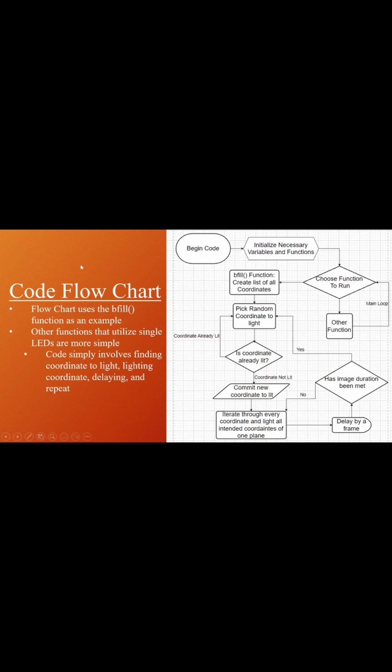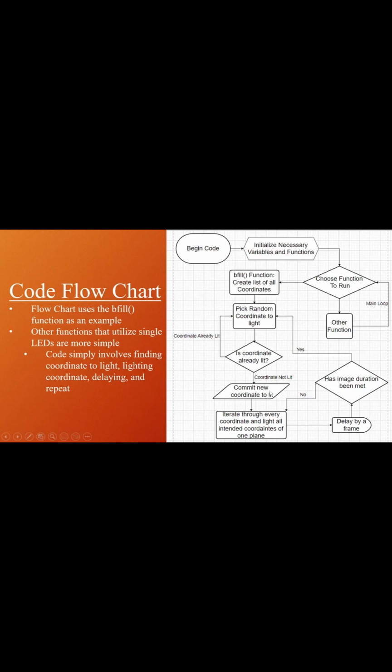For the code diagram, I've used bfill, one of the most complicated functions, as an example of how it works. First, we initialize all necessary variables and functions. Then, we go to the main loop, where we choose which function to run. In the case where we want to run the bfill function, it works by picking a random coordinate to light. If that coordinate is already lit, we need to pick a new coordinate to light. If not, then it needs to be lit.